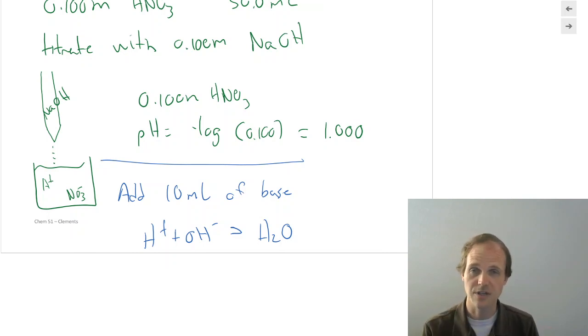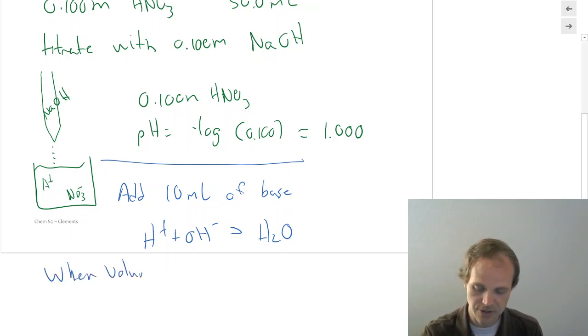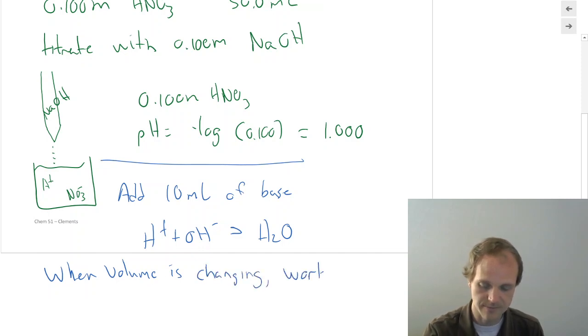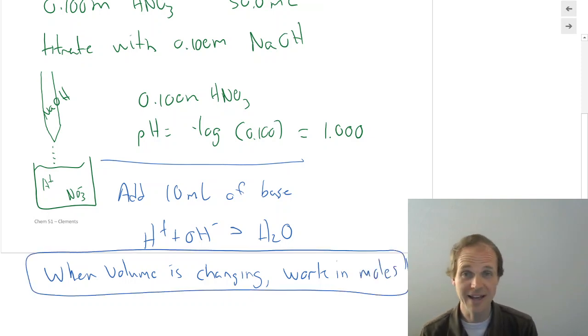So one of the tricks we're going to use in this class is when volume is changing, work in moles. Why? Because if I've got 1 mole of something and then I dilute it to double the volume, what do I still have? I still have 1 mole of that something. That's the cool thing. If I put in 5 grams of sugar and then I add 100 billion gallons of water, I still have 5 grams of sugar, which is a certain number of moles of sugar. So when volume is changing, working in moles makes our life a whole lot easier.